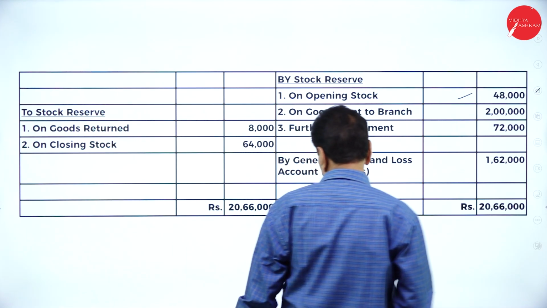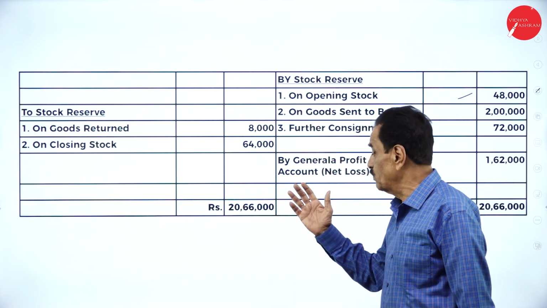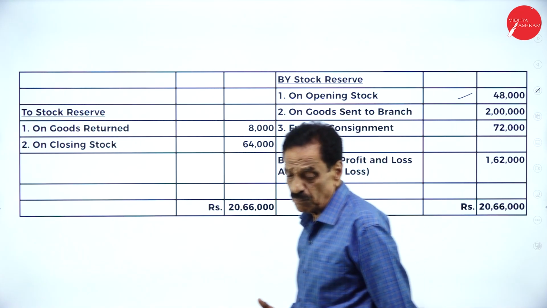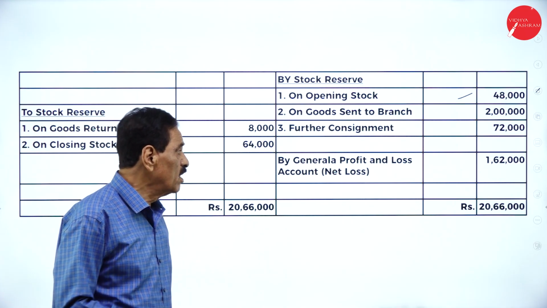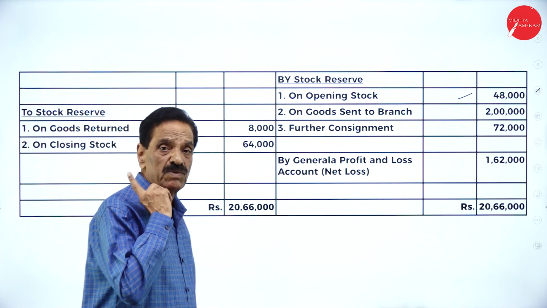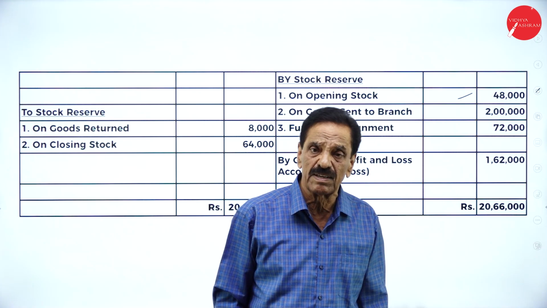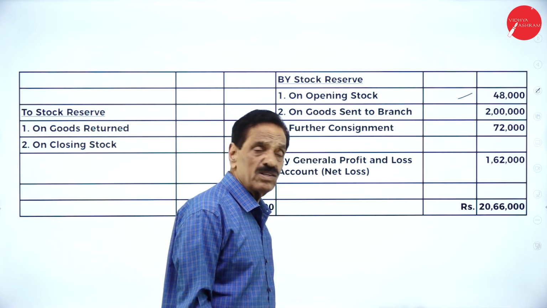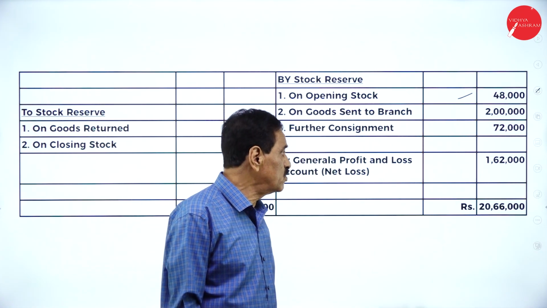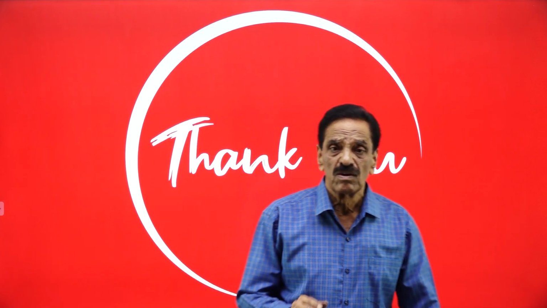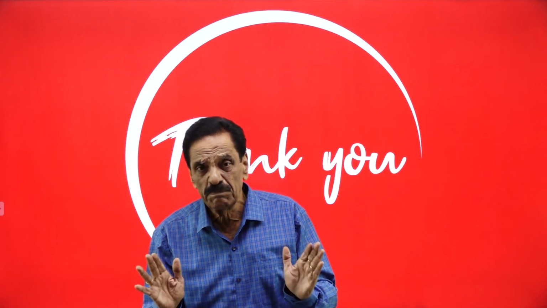As per this problem, you get a debit balance of 20,66,000. There is a difference of 1,62,000. The company suffered the loss; especially the branch has suffered a loss to the extent of 1,62,000. Hope you understand this very simple problem.